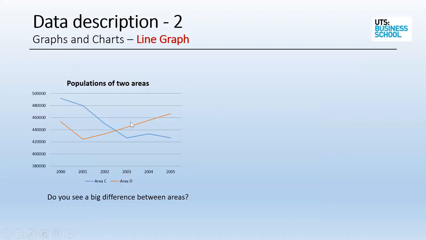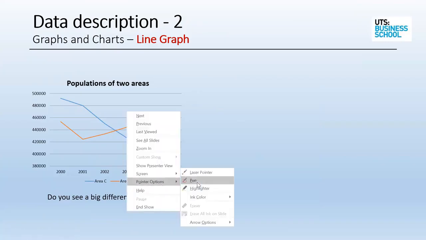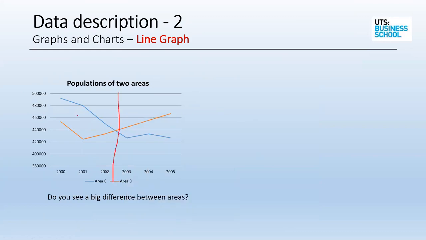Okay, so here is an example of a line graph. This graph shows the population for area C, which is the blue line, and area D, how the population of the 2 areas has been changing over time. So what do you notice here? I'll draw the center line to separate the data. What is the trend, or what is the pattern that you notice in this data?